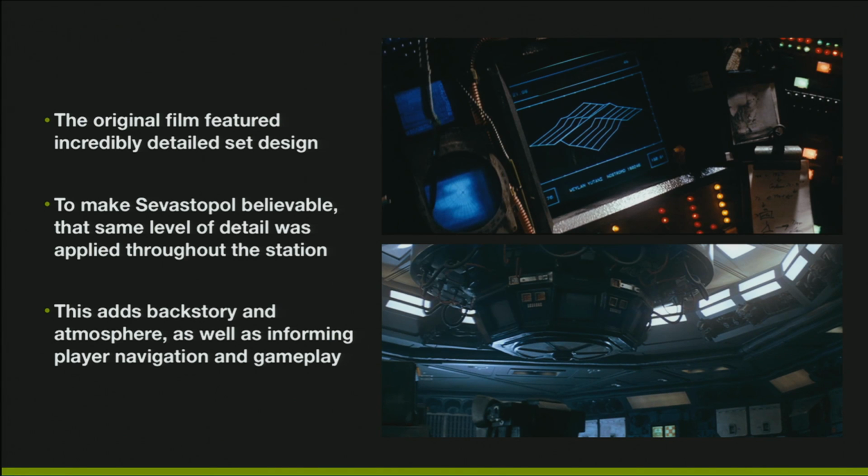So to make the Sevastopol believable in the same way, we had to keep that level of detail going through all of our spaces throughout the station. It had to consistently be detailed. This detail adds backstory, adds atmosphere, and it can inform the gameplay. Things like player navigation and whether they get lost or not, we can use that detail to help the player understand where to go or inform them of dangers that are up ahead.